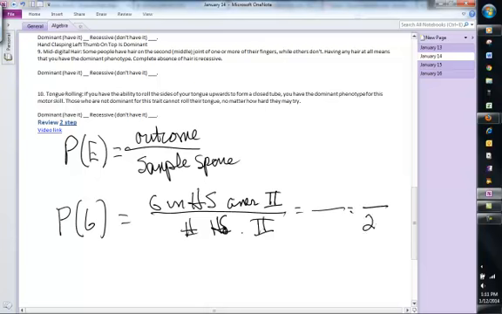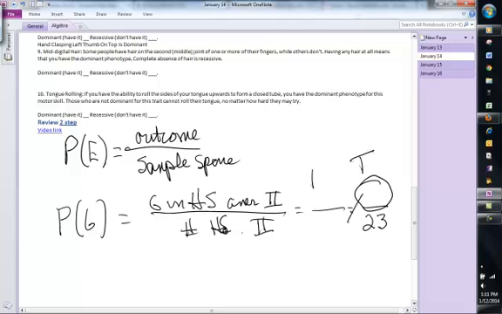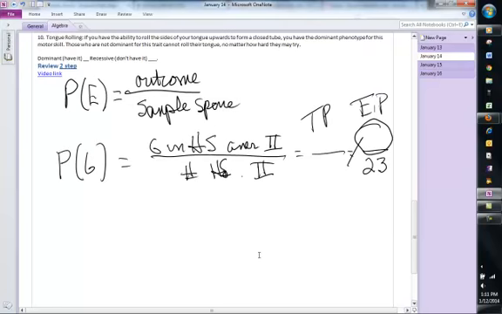But we're supposed to compare it to 23. So if you do the cross multiplication and division, this side is the theoretical probability. This side is the experimental probability. And more than likely, those two aren't going to be the exact same.